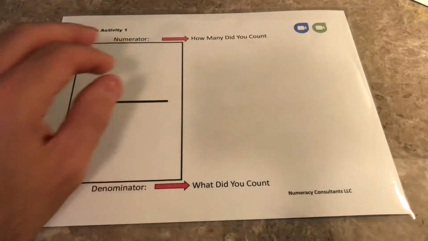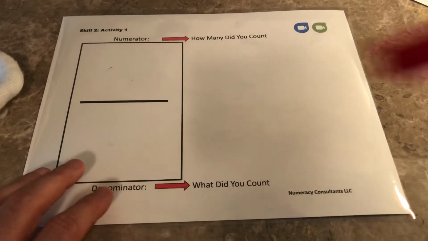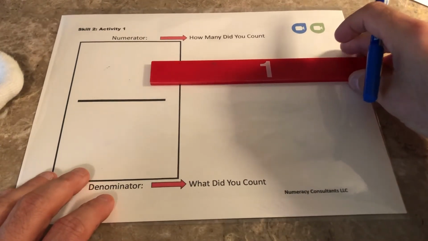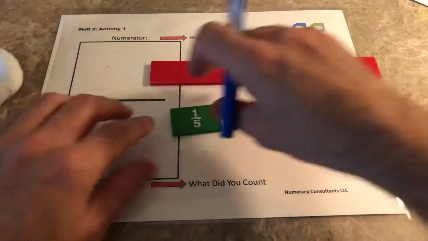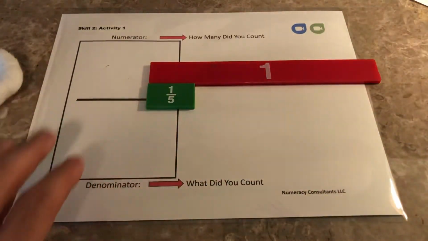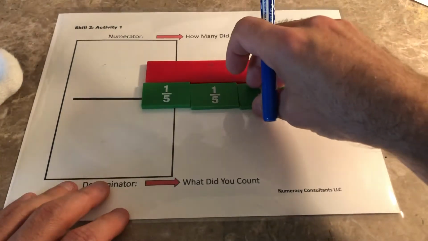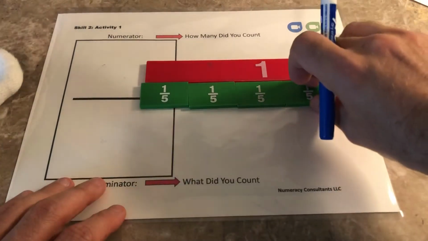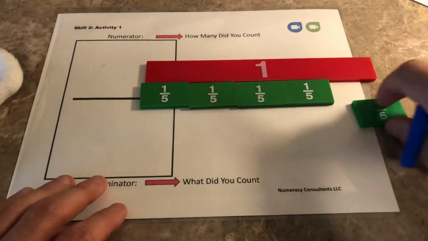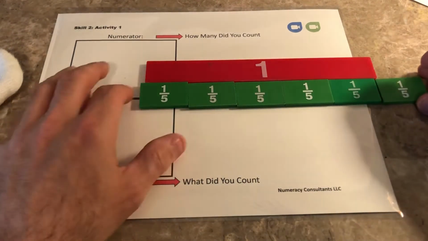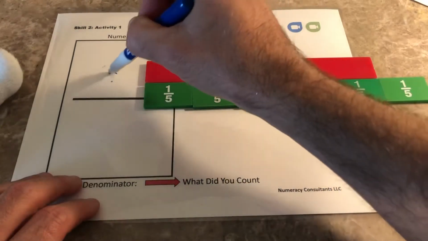So now you remember, you don't have to use our models for this. You can use these models too, and if you have the plastic ones, they're much easier to use. But let's go ahead and take a look. Ready? 1/5, 2/5, 3/5, 4/5, 5/5, and if we have one more fifth, we now have 6/5, right?